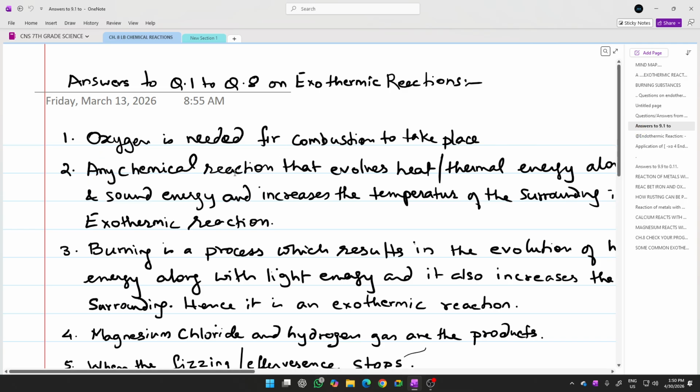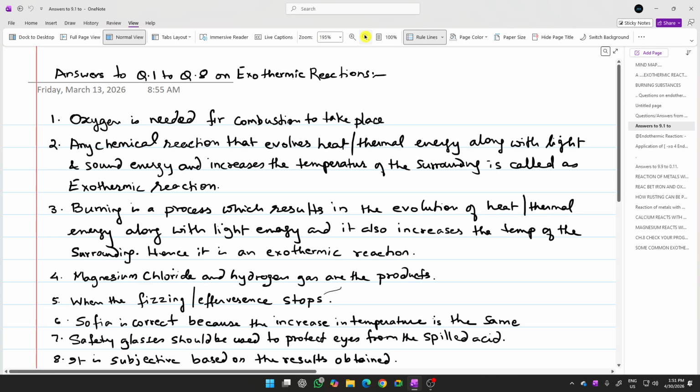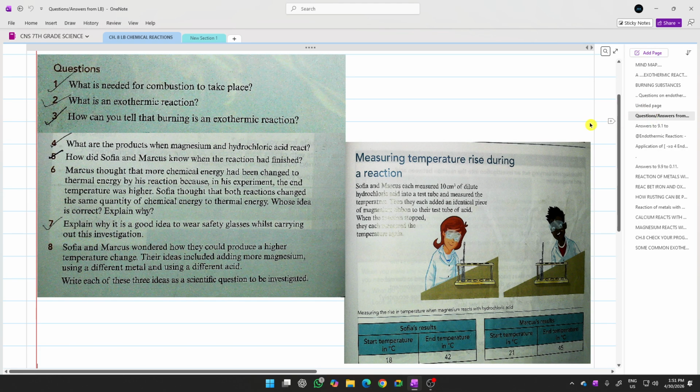So the answer should be any chemical reaction that evolves heat or thermal energy along with light and sound energy and increases the temperature of the surrounding is called an exothermic reaction. So I have just written the definition of the exothermic reaction. So that was the answer to question number 2.